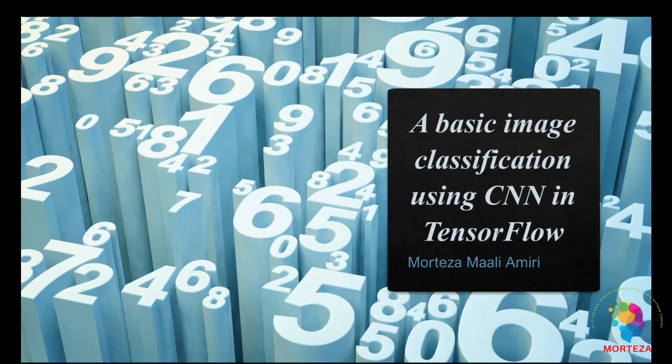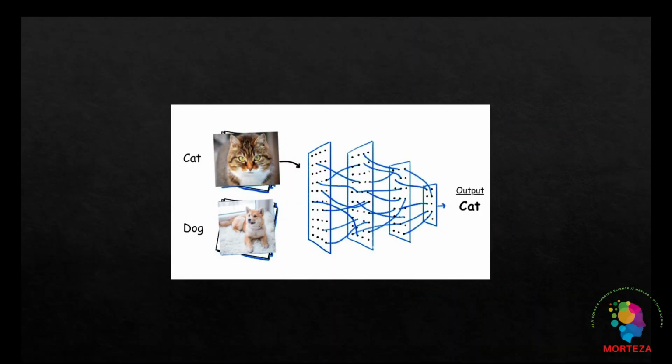Today's video is going to be a simple tutorial on a basic image classification using CNN in TensorFlow. Let's get started. As I said, this video is going to be a simple tutorial on a basic image classification using CNN in TensorFlow. Image classification is a fundamental task in vision recognition that aims to understand and categorize an image as a whole under a specific label.